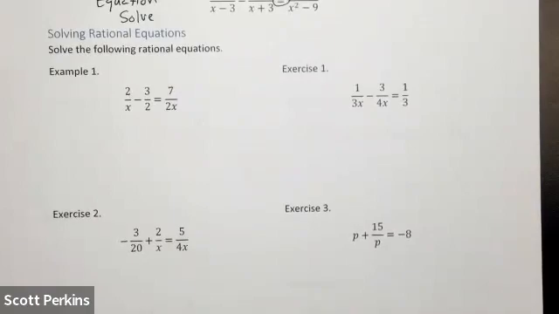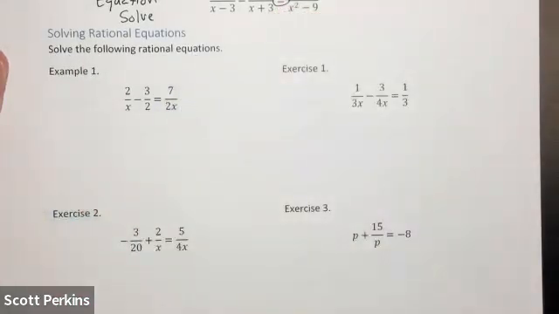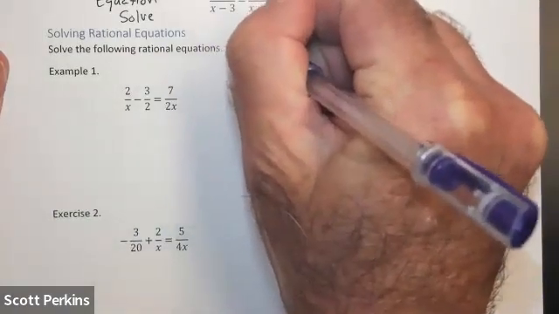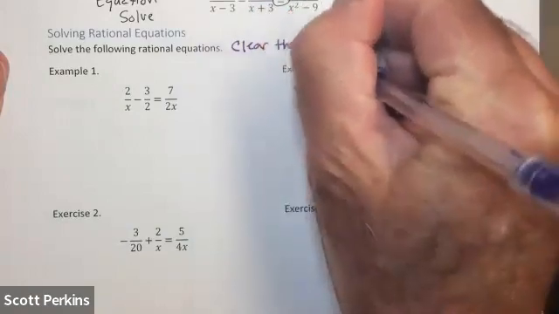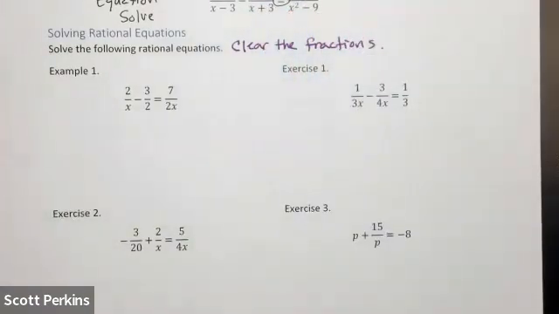We're just going to get used to doing this. So the way we're going to solve these rational equations is the way we solved equations with fractions way back on day one. We are going to clear the fractions. The way we clear the fractions, we take that least common denominator that we've been using for a couple classes, and we're just going to multiply every term by the least common denominator.